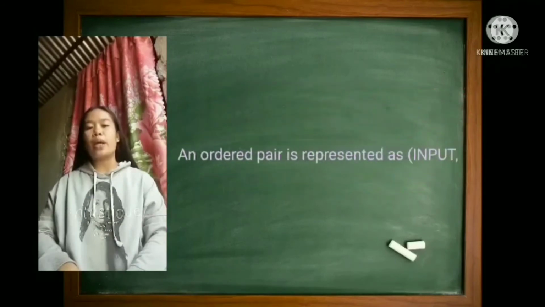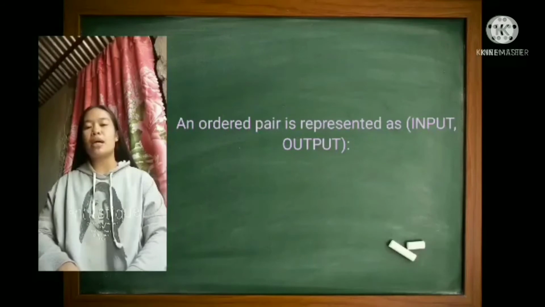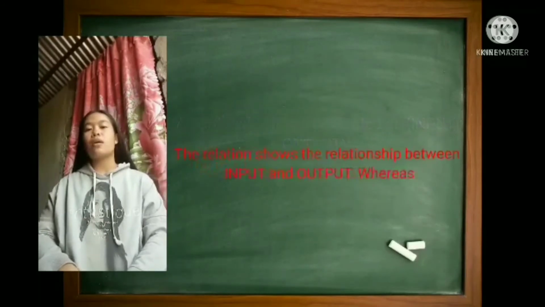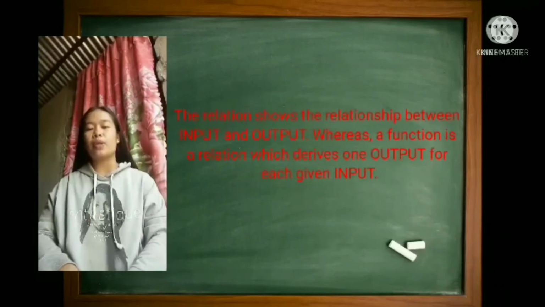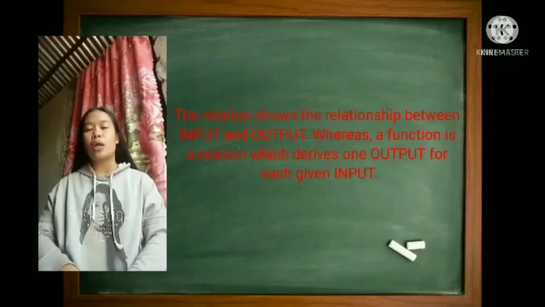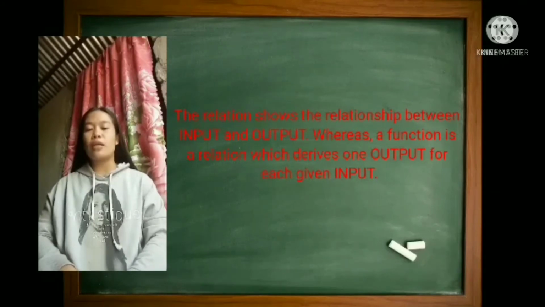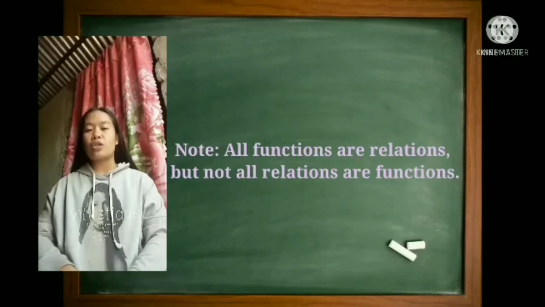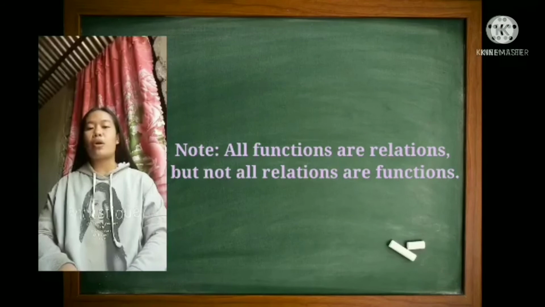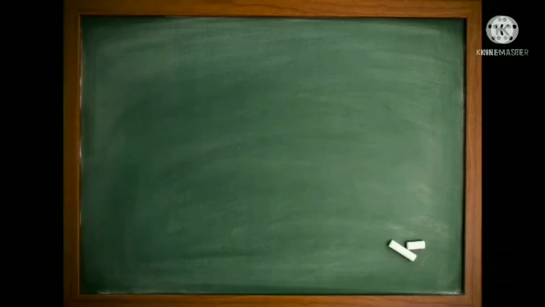An ordered pair is represented as input and output. The relation shows the relationship between input and output, whereas a function is a relation which derives one output for each given input. Note: all functions are relations, but not all relations are functions.